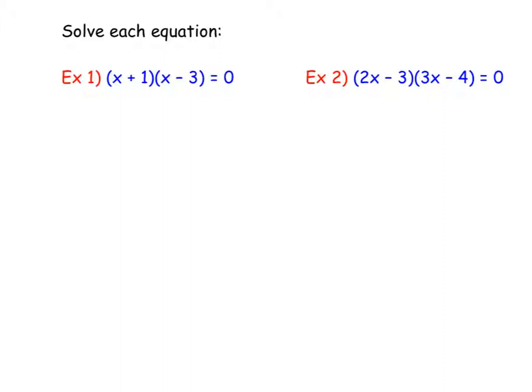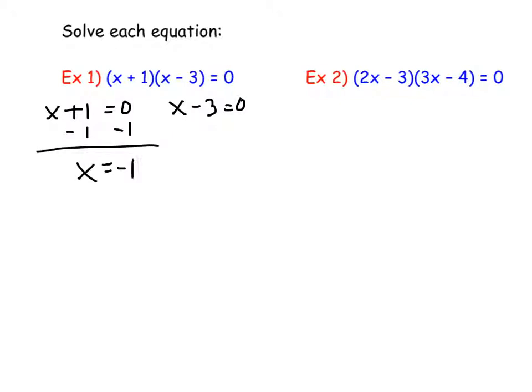So what that means is I'm going to take each factor, so this is one factor over here, x plus 1, set it equal to 0, and then x minus 3, set that equal to 0. Now I solve for x, which is really easy. On this one I just subtract 1, so x is equal to -1. Here I add 3 to both sides, so x is equal to 3.